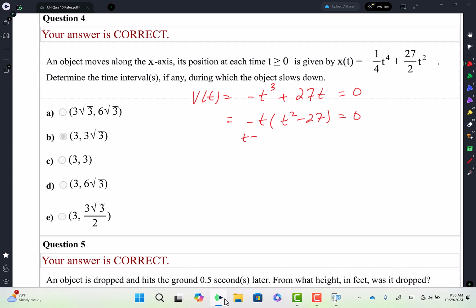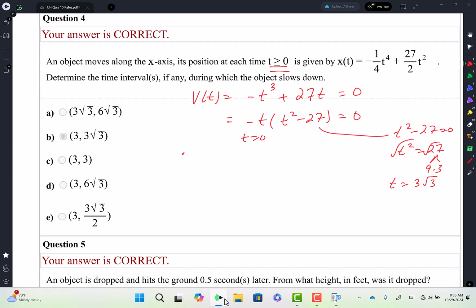So let's see what I get. I get t equals 0, which is not a big deal. That's just where I start, right? And then let's solve this. T squared minus 27 equals 0. T squared equals 27. Okay, I know I'm going fast. I'll slow down. All I'm doing is finding zeros like you were when you were in algebra. Square root. 27 is 9 times 3. And the square root of 9 is 3. So 3 square root of 3.